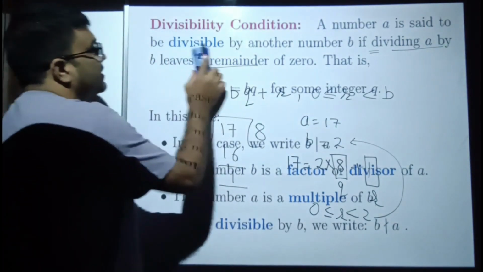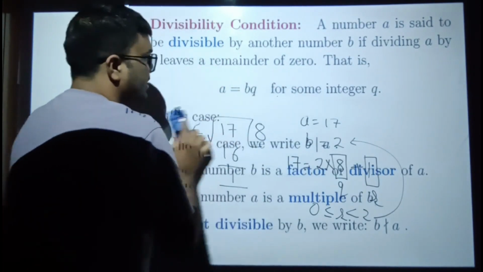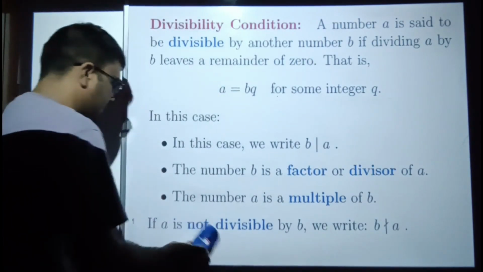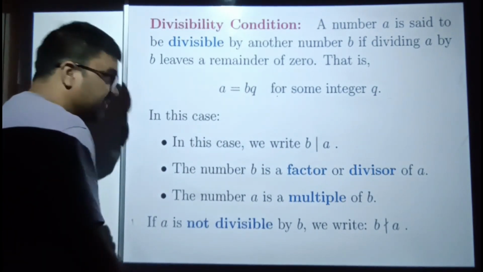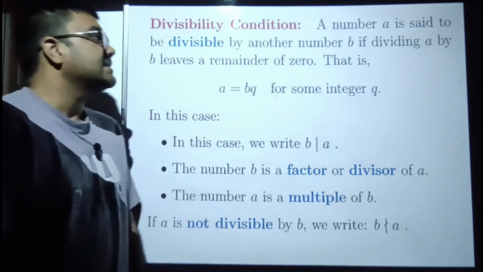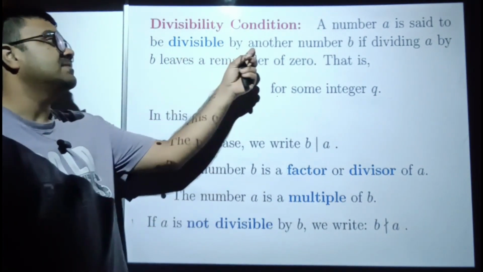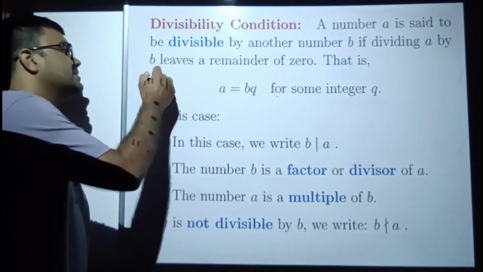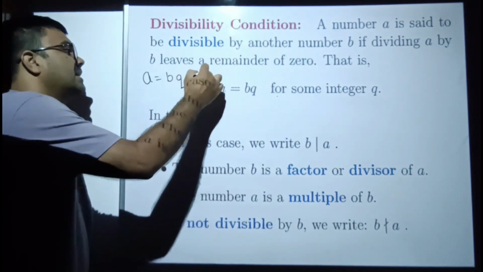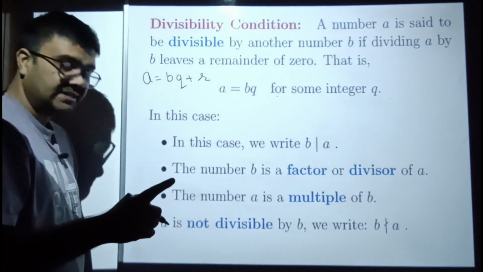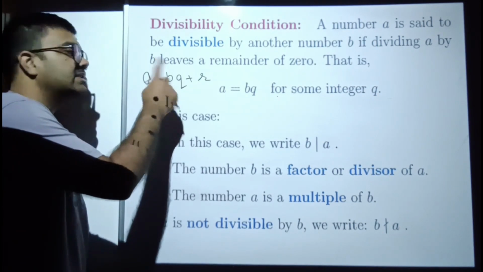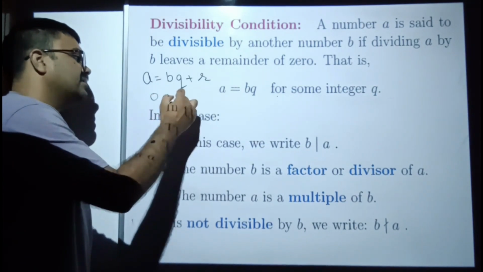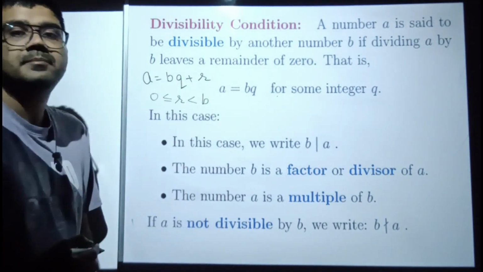Now the next term we have is the divisibility condition. Again we are talking about the use of the division lemma. We are saying a number a is said to be divisible by another number b. As in the previous case, we were talking about a is equal to bq plus r. We are saying a and b are two integers, b is greater than 0. Then there exist q and r such that a is equal to bq plus r, and 0 is less than or equal to r, which is less than b.